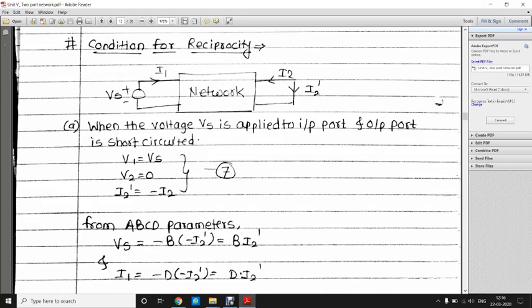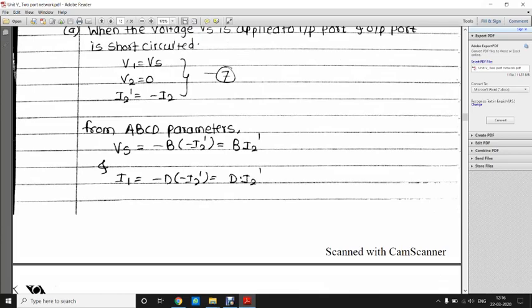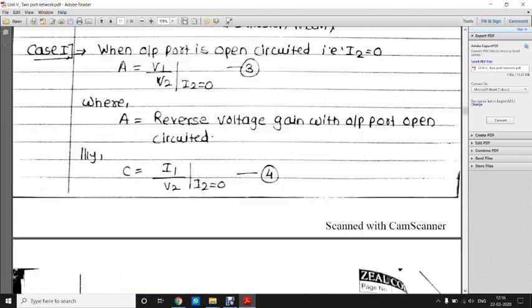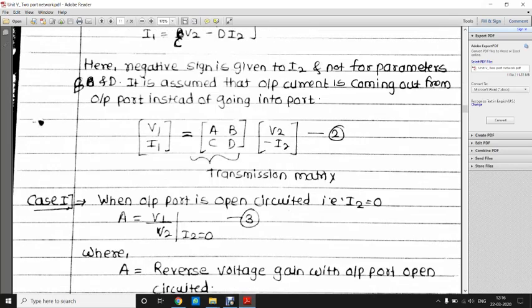So here V1 equal to Vs, V2 equal to 0, and as the direction of both currents on the output side, I2 and I2 dash, are different, so we will write here I2 dash is equal to minus I2. You have to put this equation number 7 in the original equation of ABCD parameter, that is equation number 1. This equation: V1 equal to A V2 minus B I2, I1 equal to C V2 minus D I2.